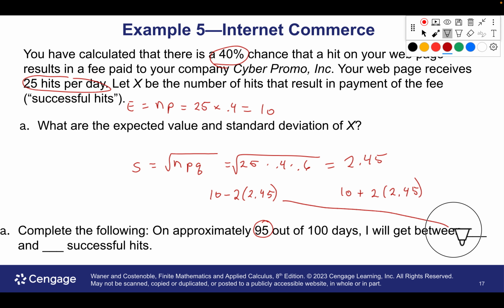So this number goes here, that's the lower end, this is the upper end. So that's going to be about 4 point some, maybe about 5. So it looks like it's between 5 and 15. So approximately 95 out of 100 days, I will get between 5 to 15 successful hits. It's kind of like if I'm running my business, we can do this.